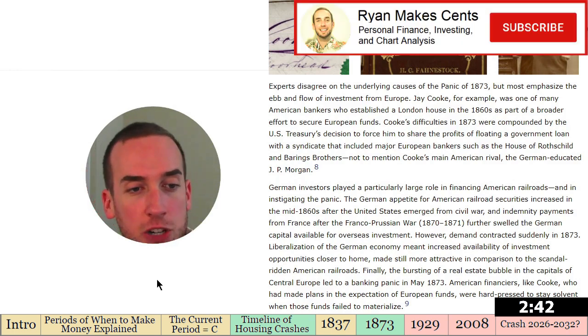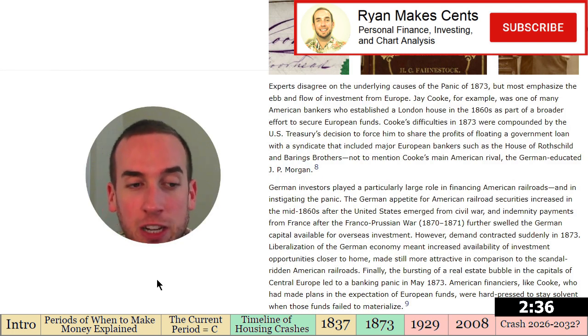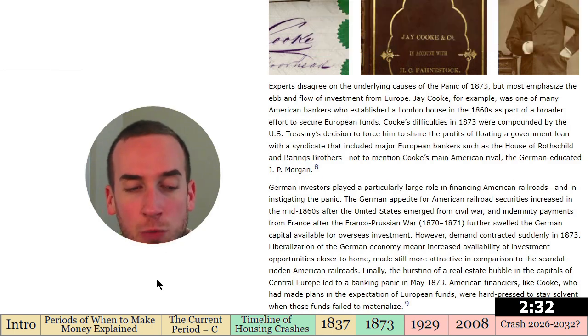However, demand contracted suddenly in 1873. Liberalization of the German economy meant increased availability of investment opportunities closer to home, made still more attractive in comparison to the scandal-ridden American railroads.